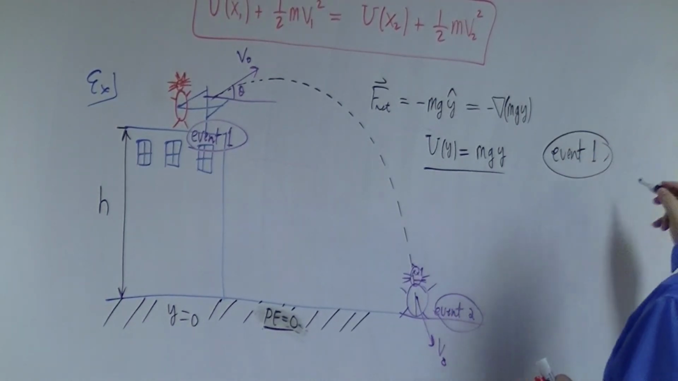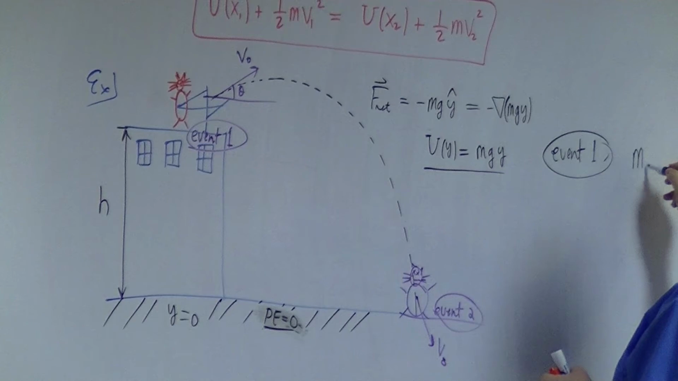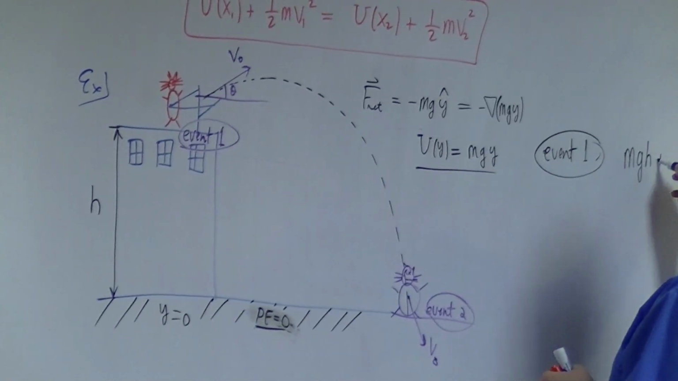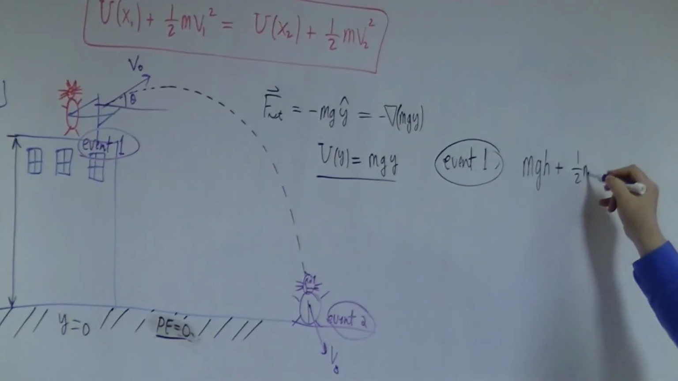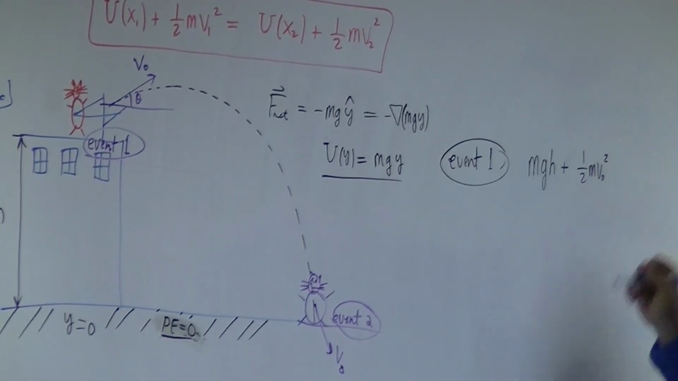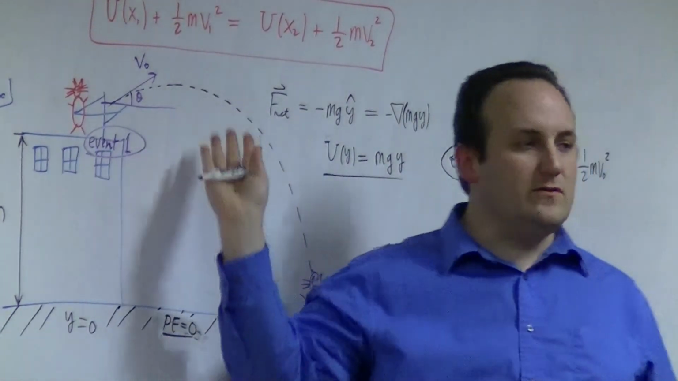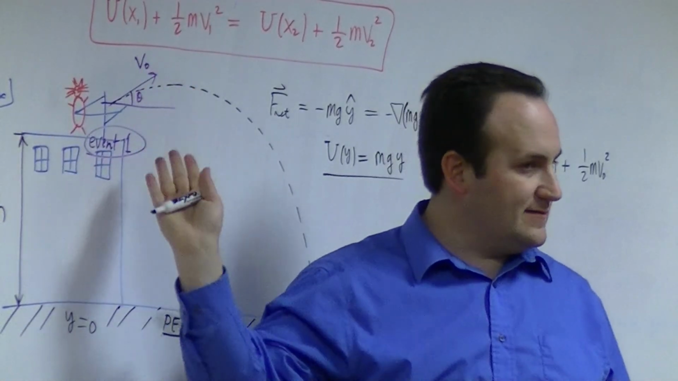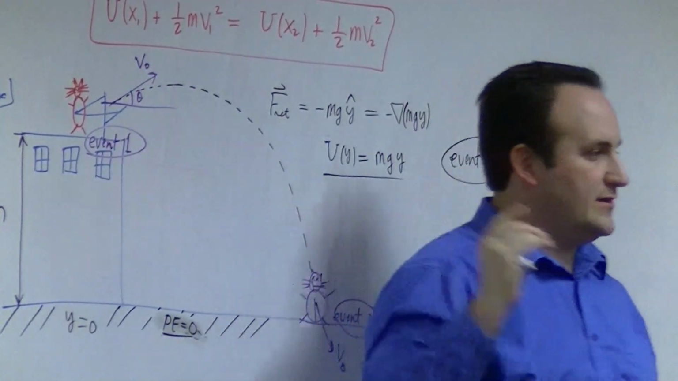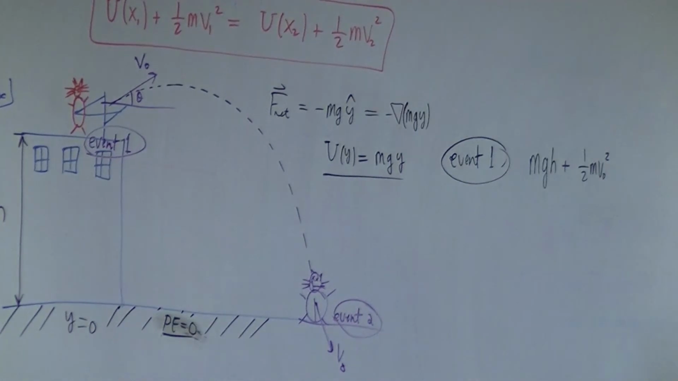What do you got? You've got mgh plus 1/2 m v naught squared. You see, it doesn't matter what angle you shoot this thing at. The speed is what fixes the kinetic energy. The kinetic energy is just based on speed, not on direction. So it's immaterial what angle you point it at there.